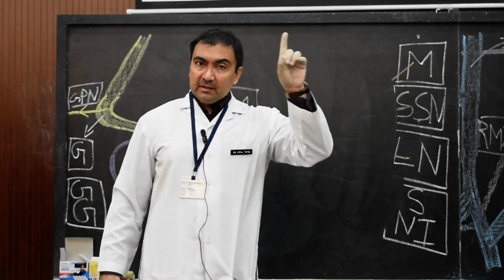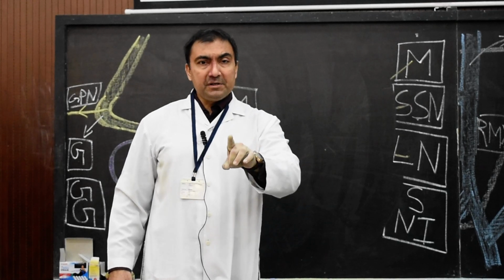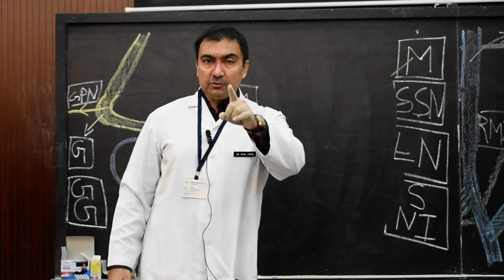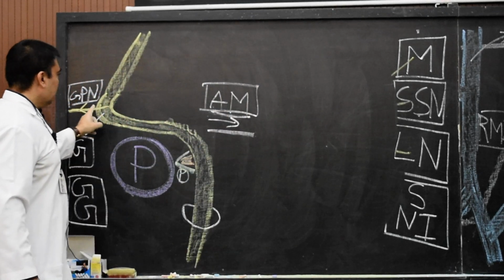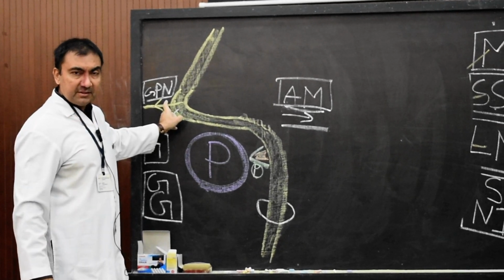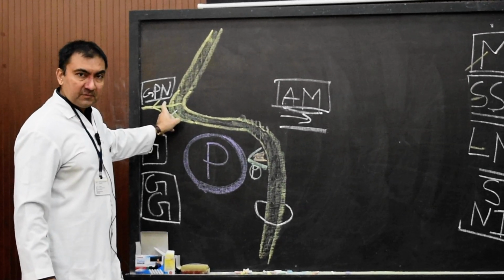These details will be later part. Right now, in the facial nerve, just have to remember the name of the nerve, name of the branch. So, greater petrosal nerve, first branch, which will carry secretomotor parasympathetic fibers towards the pterygopalatine ganglion from the genu.